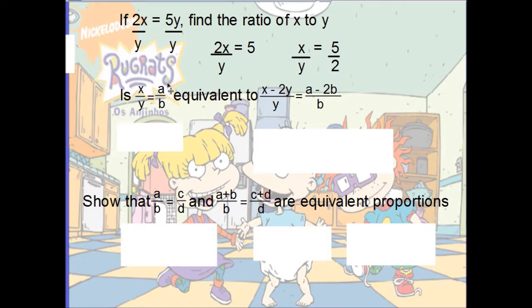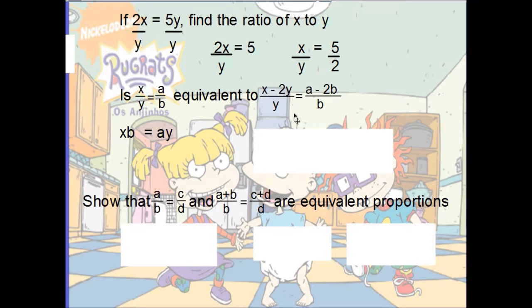For our second example, we have x over y equals a over b, and we want to know, is that equivalent to x minus 2y over y equals a minus 2b over b? So this is not going to be easy. In order to tell if they're equivalent, we have to have both of these equal identical things. So the first thing I'm going to do on this left one is just cross multiply. And when I cross multiply, I get xb equals ay.